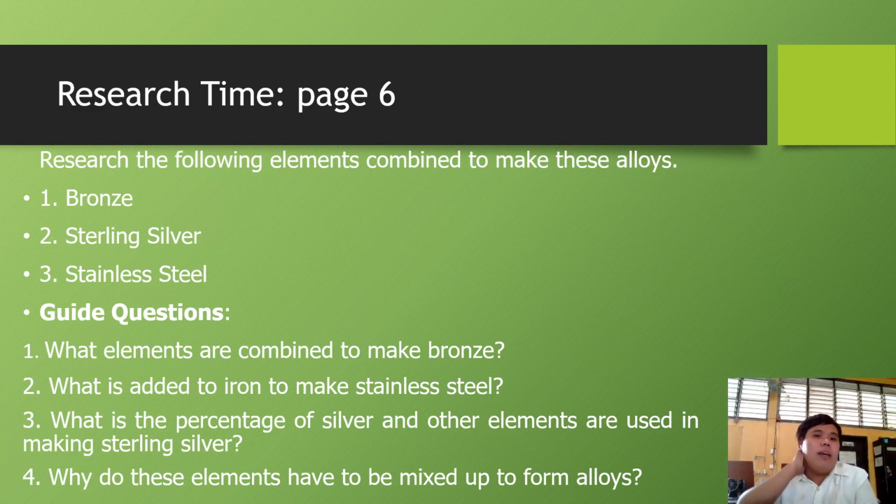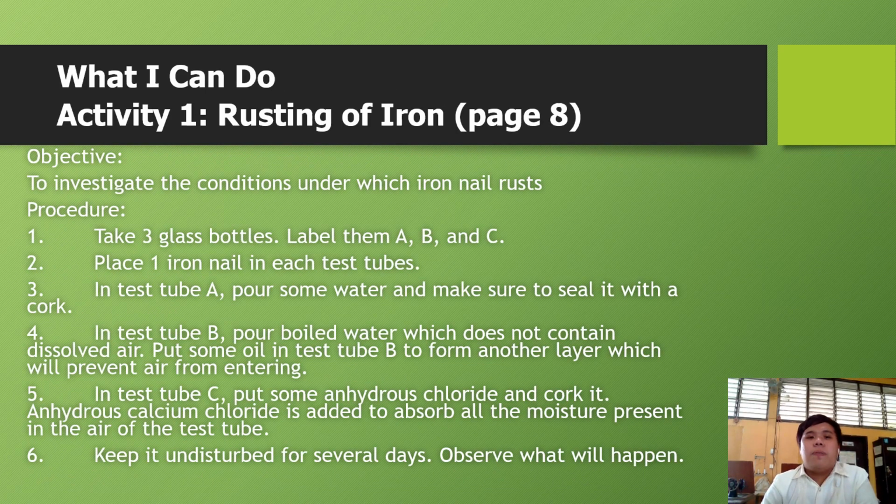What elements are combined to make bronze? Number 2, what is added to iron to make stainless steel? What is the percentage of silver and other elements used in making sterling silver? And why do these elements have to mix up to form alloys?